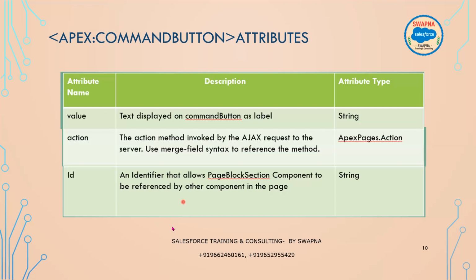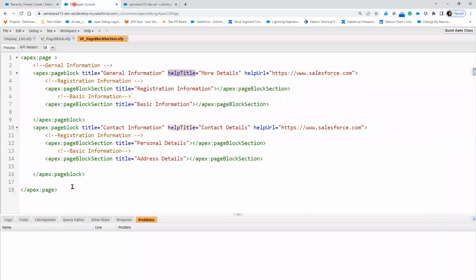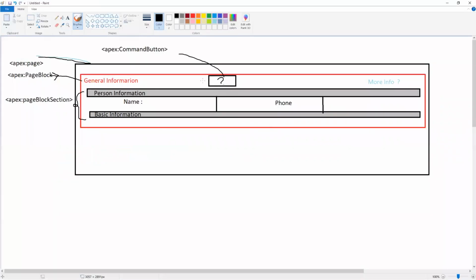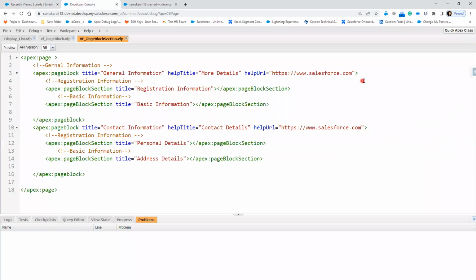Okay, now let's move on. On the same Visual Force page, I'm going to add a button. The only new thing I'm going to do is add a button. Let's go to our Visual Force page. In this Visual Force page, I'm going to add a button. The button has to be within the page block. Now, if I add a button here, let's go ahead and add it.